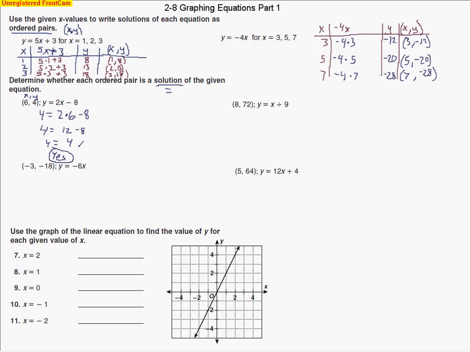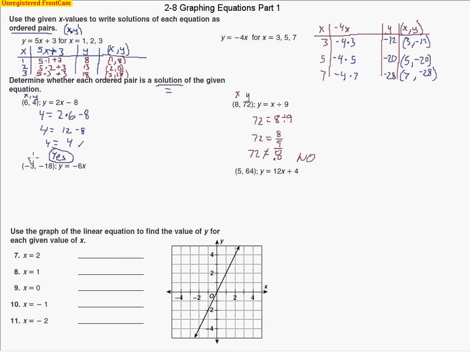Let's try the next one. Here we have 8 for x. Y is 72. So we put 72 in for y equals 8 divided by 9. Well, 8 divided by 9 is a fraction. It makes 0.8 repeated. And so that is not the same thing as 72. So those are not equal. So we would say no. So you can definitely see how 8/9 is not the same as 72. Let's take a look at our next one.